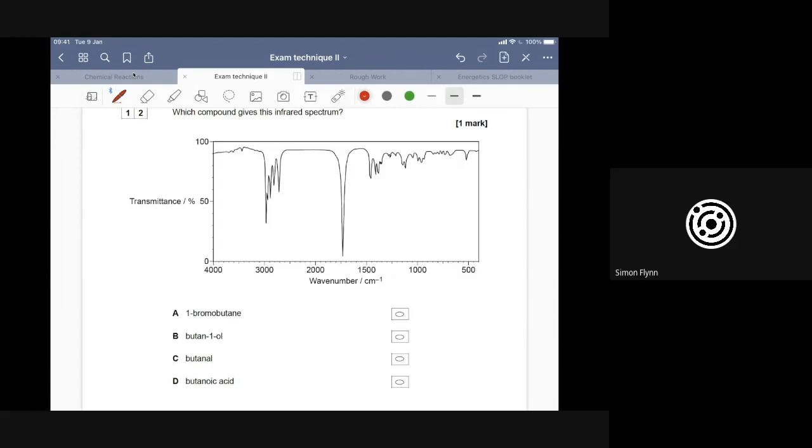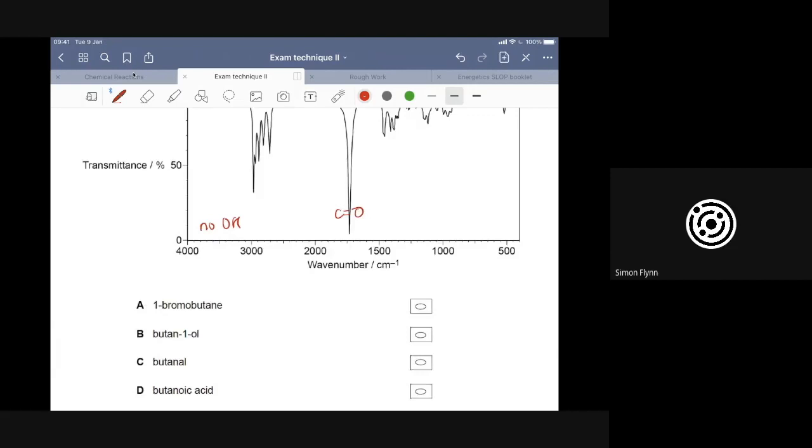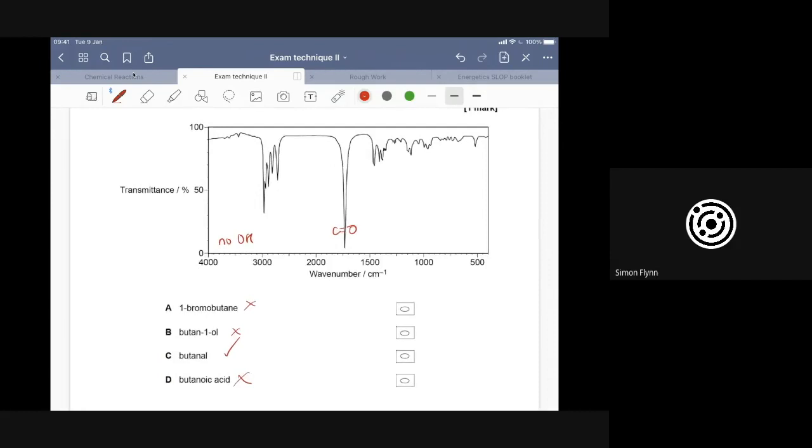We've got a carbonyl, and I would write no OH. So when you're going through them, that one doesn't have a carbonyl in it. Well, that has an OH, but we don't have an OH. That does have a carbonyl in it and no OH. That does have a carbonyl, but it also has an OH. You're just being systematic, trying to not keep it all in your head. What has it got? What has it not got?